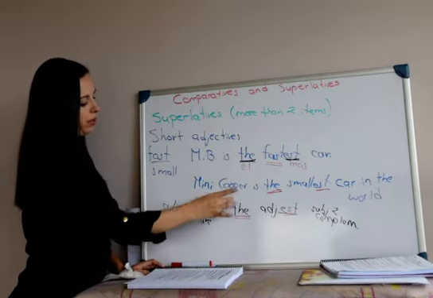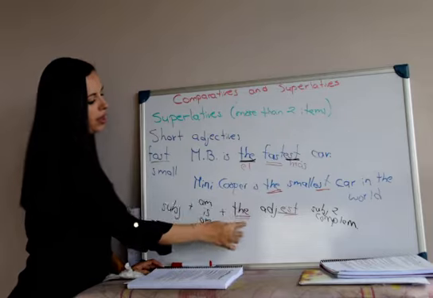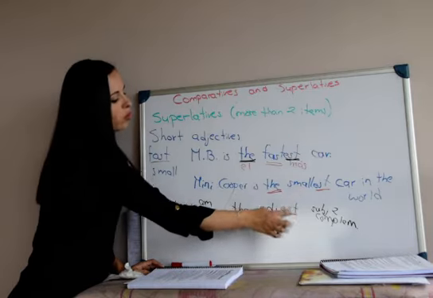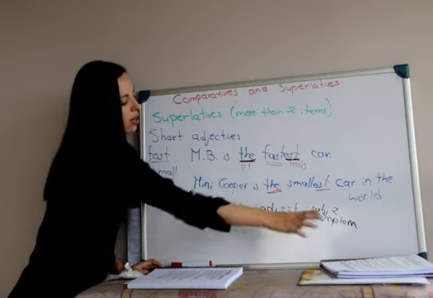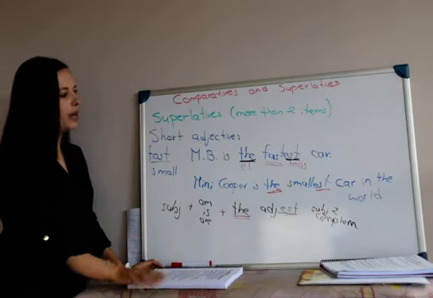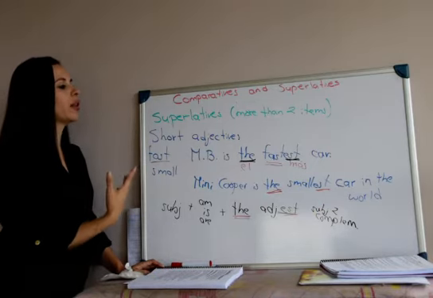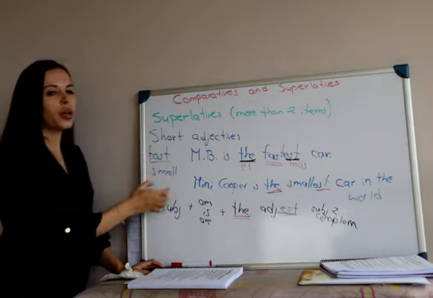Subject, Mini Cooper. Verb to be, is. Adjective, small, with est, smallest. Complement, car, in the world. Okay, so that's the structure that we need to use with superlatives, with short adjectives.